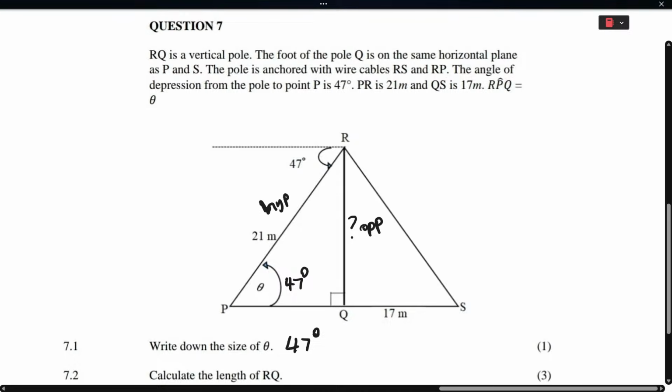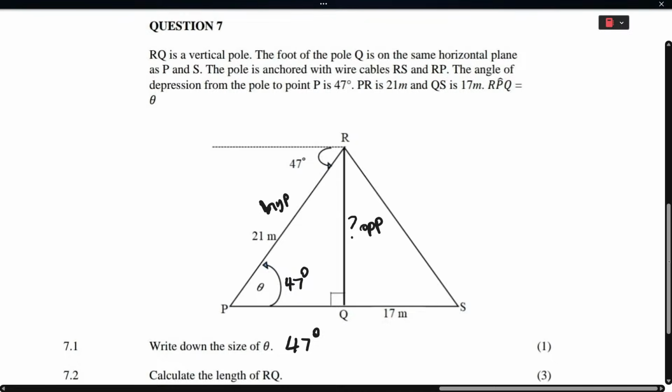RQ, are you done? Let's give you a chance. Try, try, try. Okay, time is up.